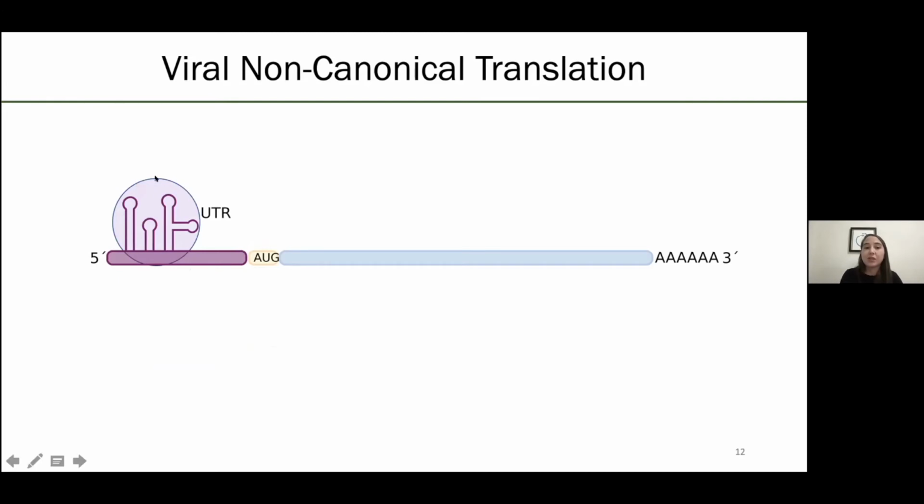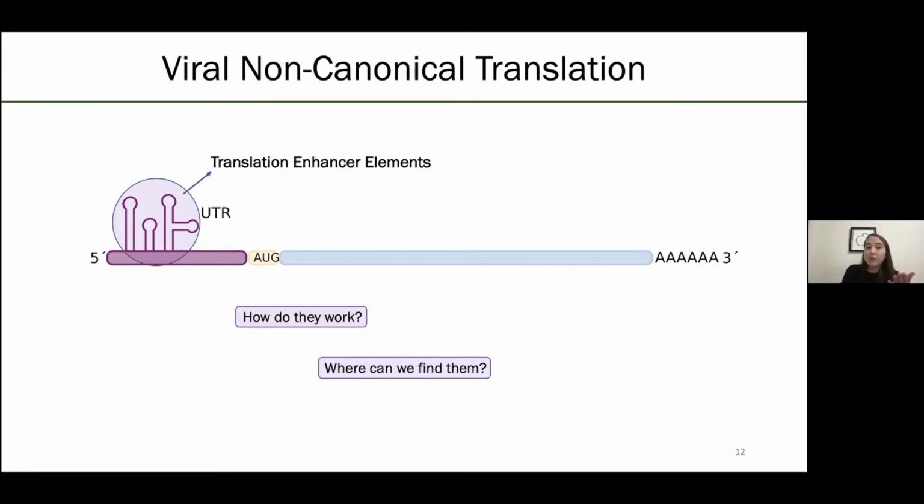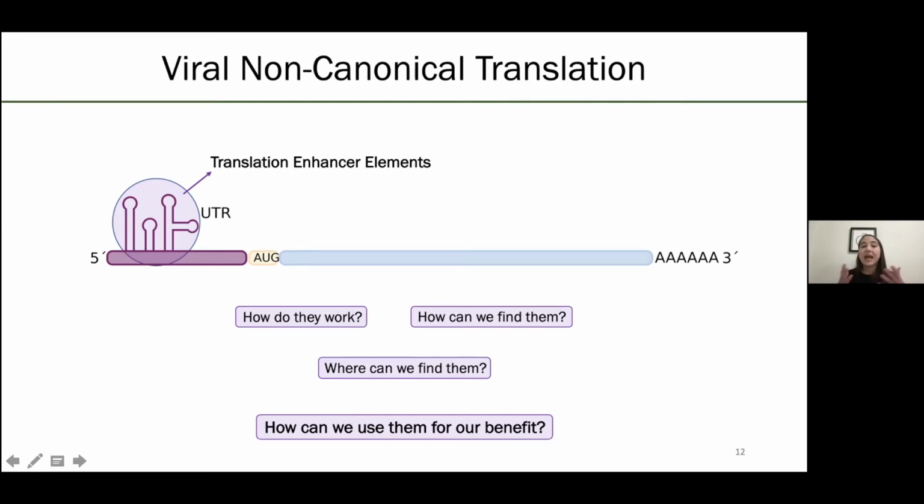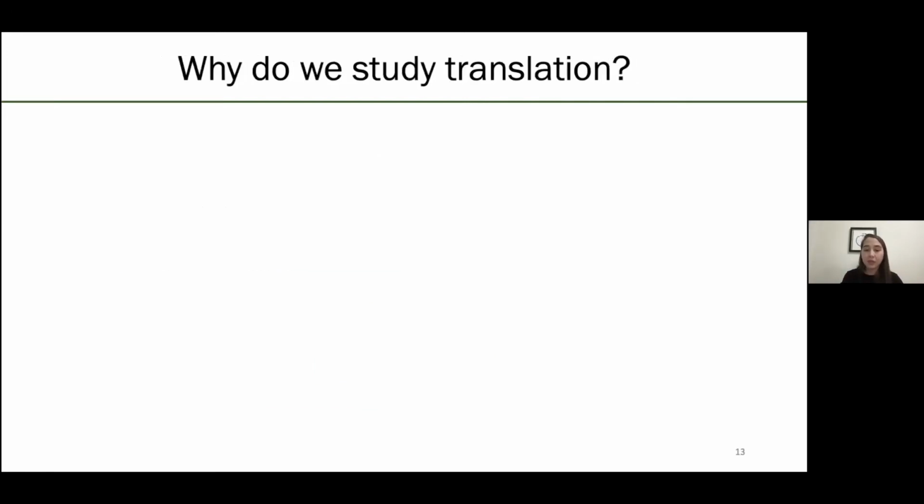I basically try to understand what and how these little segments that we call translation enhancer elements are. And so I try to understand how they work, where can we find them, which virus has them, which mRNAs have them, how can we find them? So basically developing methods to try to understand how we can systematically screen for translation enhancer elements. And most importantly, how can we use these little elements for our benefit? So that leads me to why should we study translation?